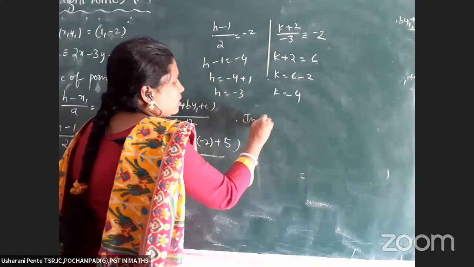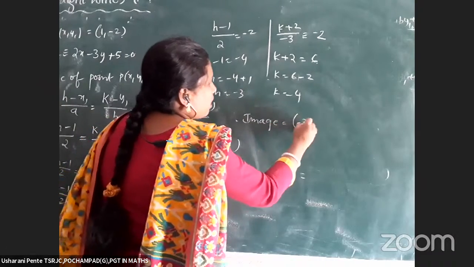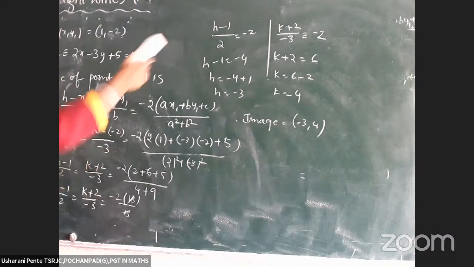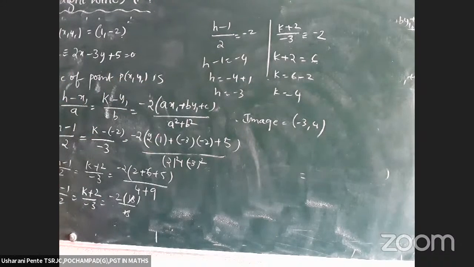Therefore, the image is (−3, 4). So this is how we find the image of a given point. If a line is specified and a point is specified, then this is how we find the image.